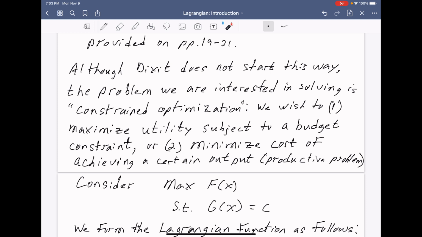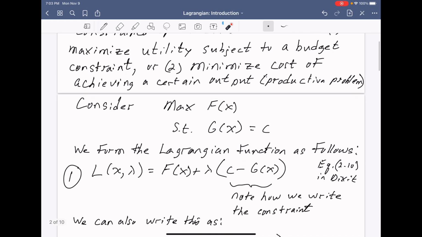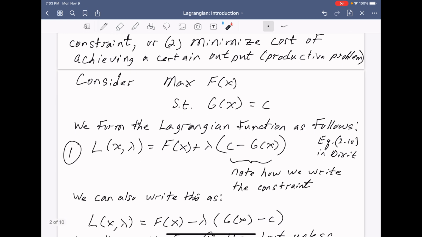We wish to, one, maximize utility subject to a budget constraint, or alternatively minimize the cost of producing and achieving a certain level of output, which is the production problem. Consider the more general problem where we're maximizing some objective function f of x subject to g of x equals c. Now, the f of x and the g of x can be linear or nonlinear, and we'll look at that in terms of concavity and convexity in another lecture.